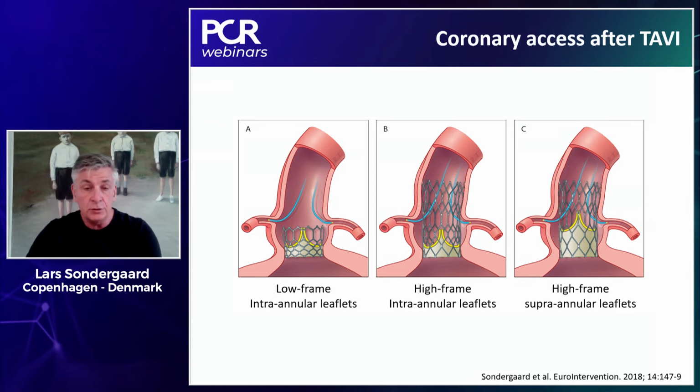So we know that you can divide all transcatheter heart valves into 3 groups: those with a low stent frame and intra-annular leaflet position, those with a high stent frame with intra-annular leaflet position, such as the Navitar valve, and those with a high stent frame and supra-annular leaflet position, as the Evolut platform or the Accurate. And we know for the first 2, after a TAVI procedure, it's often not that challenging to access the coronary arteries, but if you have supra-annular leaflet position, it may be challenging.